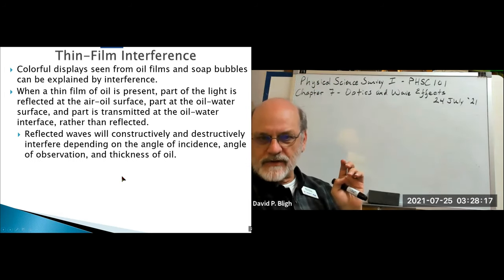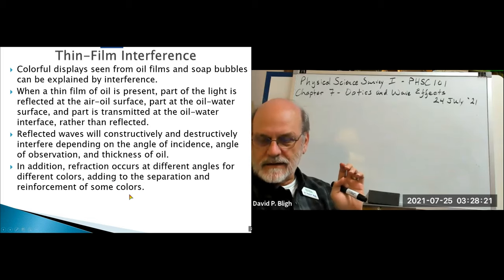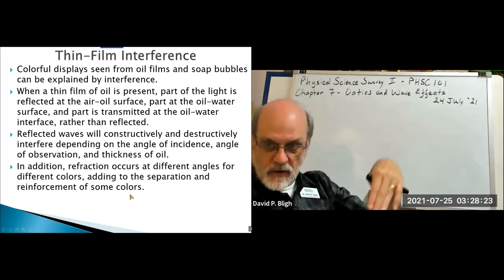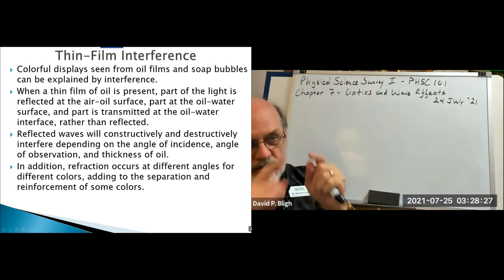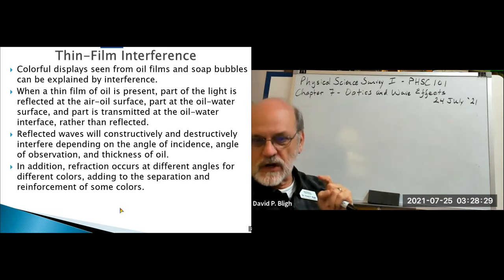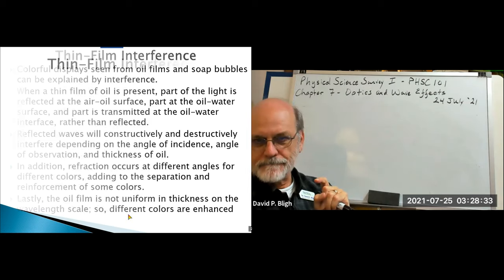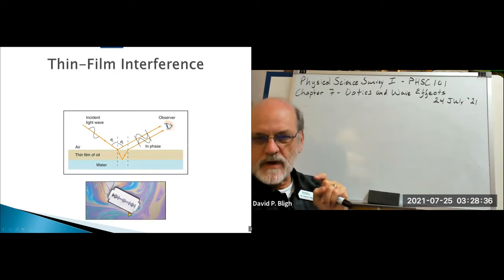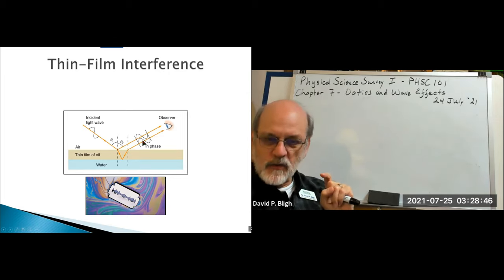Well, what actually happens there? The reflected waves recombine as they strike the oil and the water, and recombine as they exit, and you see them as different colors. Here we go. So you get one part of the wave reflected here, and another part down here reflected, and then when they reach your eye, they recombine.